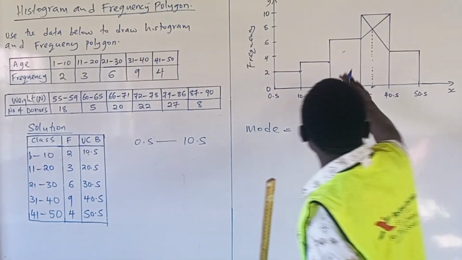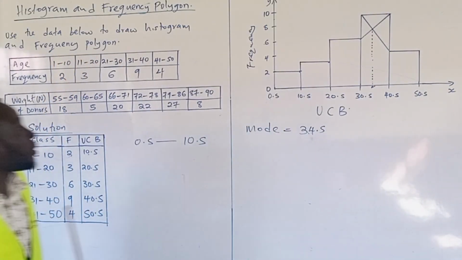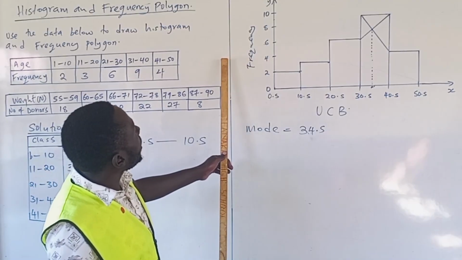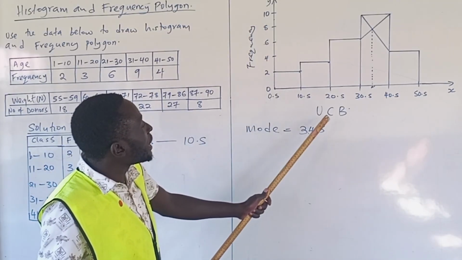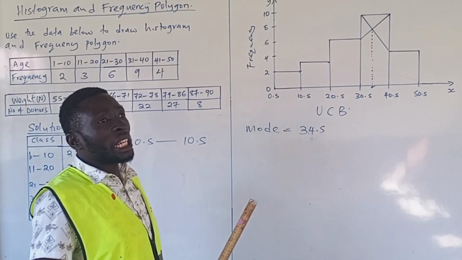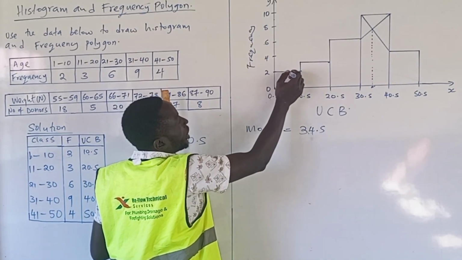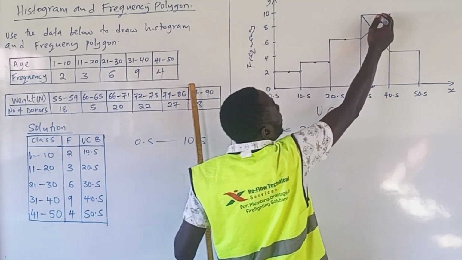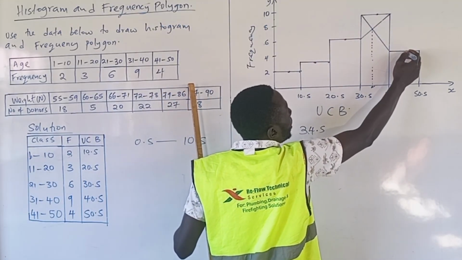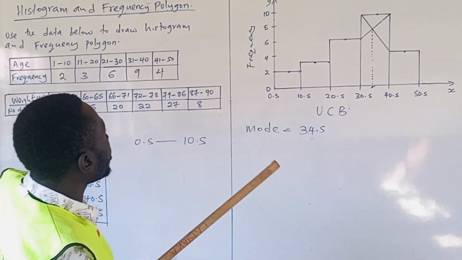So after you have found the mode, you can now go to frequency polygon. What is a frequency polygon? A frequency polygon is a graph of frequency against the midpoint of the class boundary. So you need to get the midpoints. The midpoint, midpoint, midpoint, midpoint, midpoint. Then midpoint. So then we join.